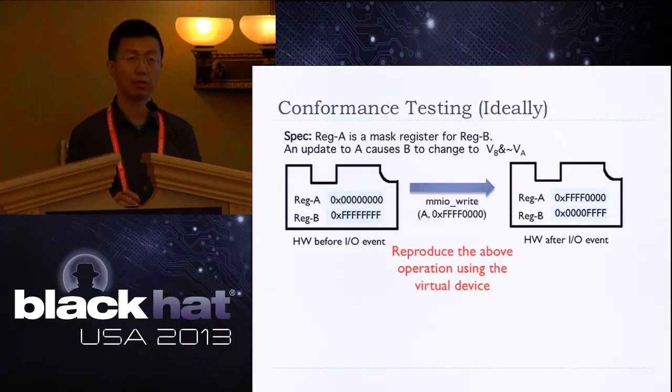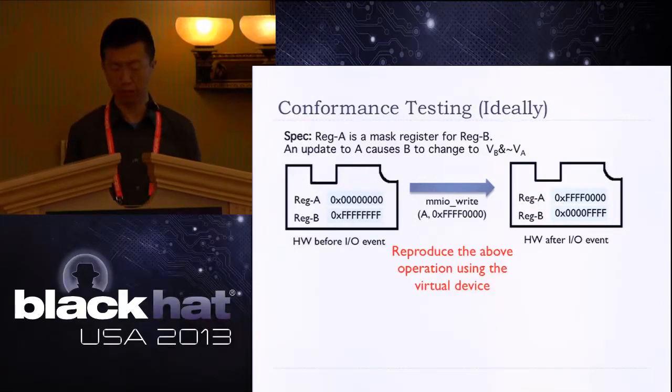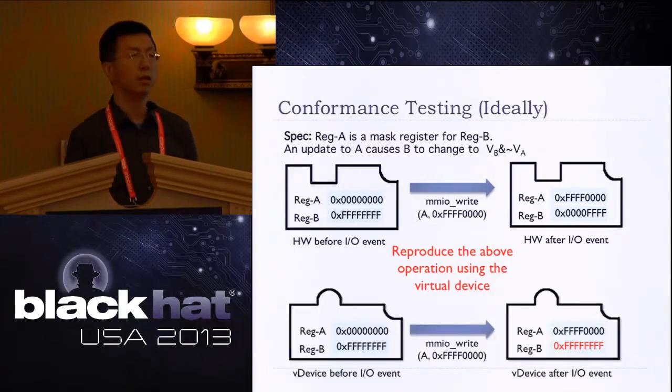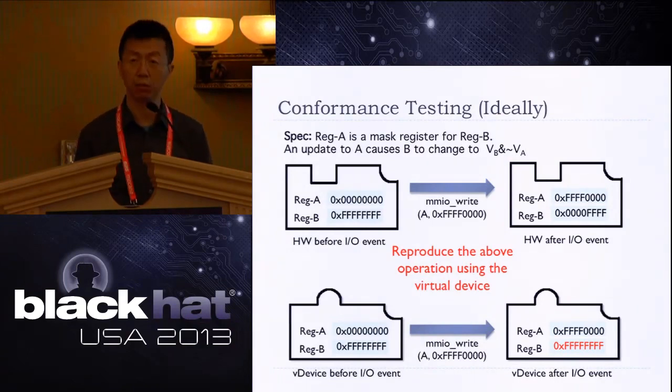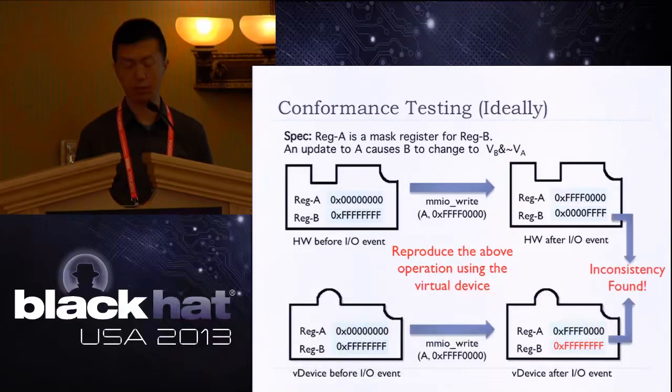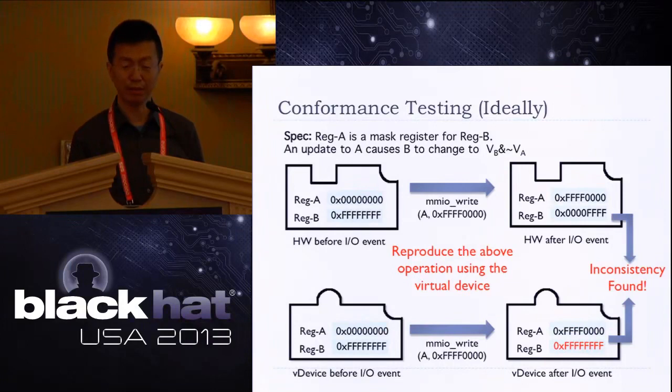You can do this on the virtual device because you have complete control. It's virtual, so it's just a program. You can stop any time. You can modify any value. So you take the virtual device, put in all these values, and then apply this write request. If you find out that the virtual device has a register value different from the physical one after this event, then you say, okay, inconsistent. So that's really just a simple idea.